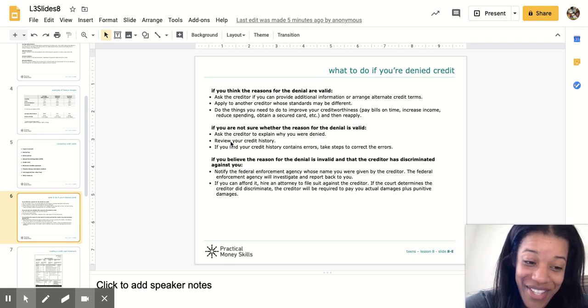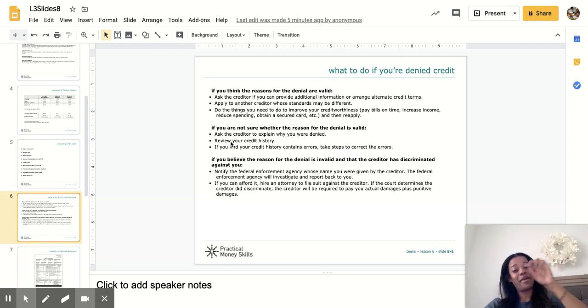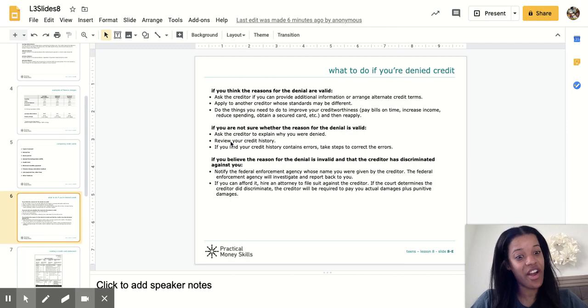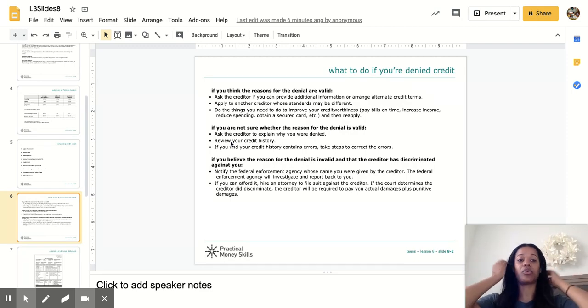I've been denied plenty of times because when I was in college, y'all, I was trying to apply to all the cards, which is terrible because it decreases your credit score every time you do that. You can rebuild it, but it's still going to decrease it overall.